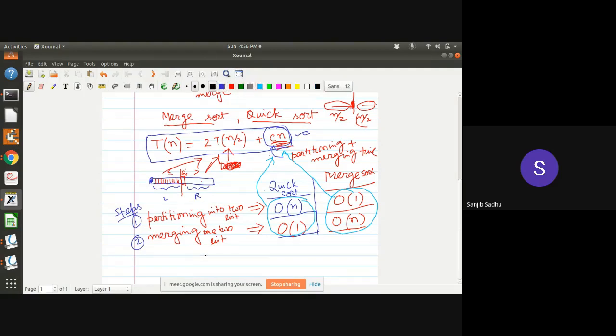What do you mean by linear amount of time? Order of n, linear. Yes, sir. Quadratic means? Order of n square, big O of n square. And cubic means big O of n cube. And there are logarithmic, polylogarithmic terms, etc. So big O of n to the power k.